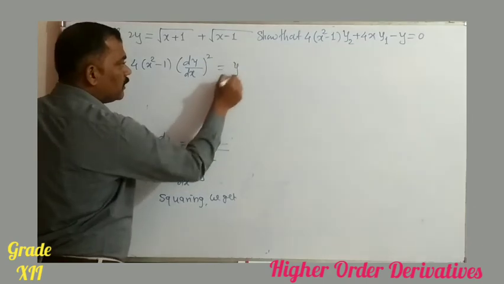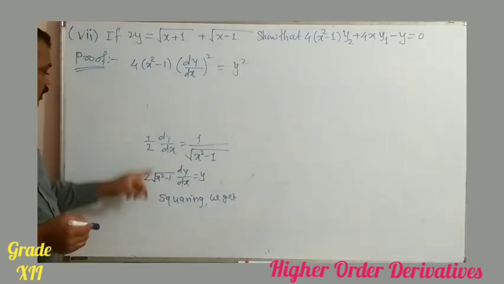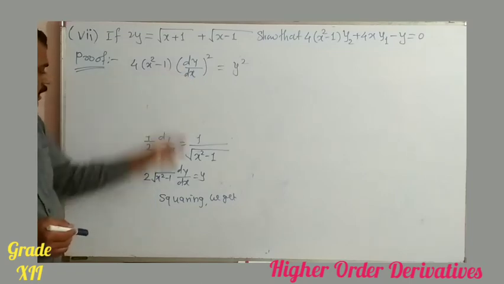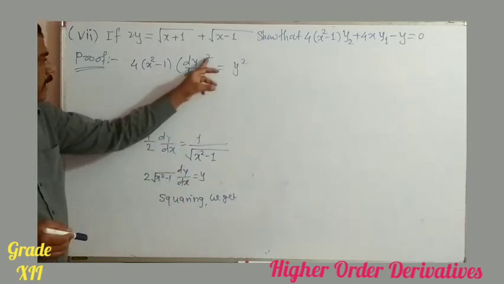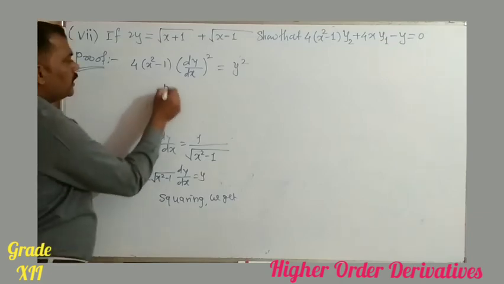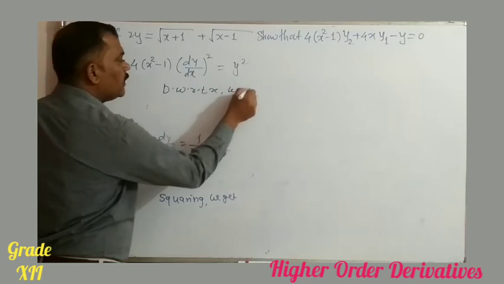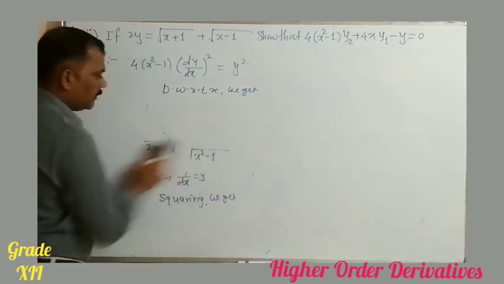We get this by squaring both sides, so that 2 square is 4, square and square root get cancelled, dy by dx square is dy by dx bracket square, y square is y square. Now we have to differentiate this with respect to x. What do we get here?